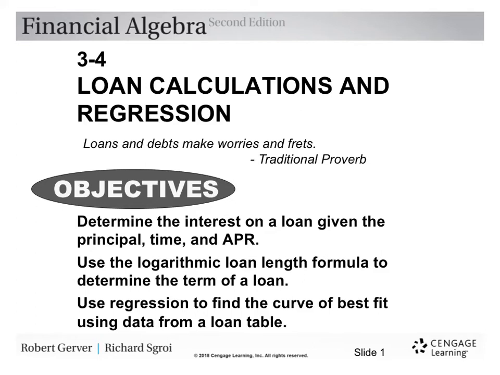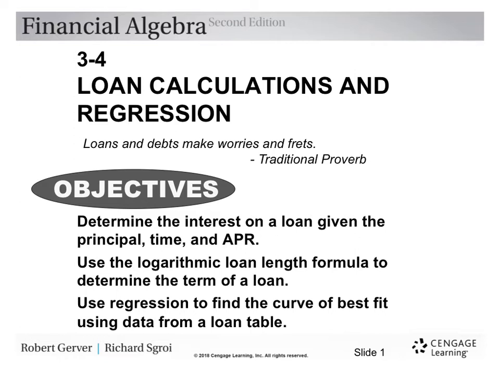This is Section 4 of Unit 3, Loan Calculations and Regression. Our quote for this lesson is, "Loans and debts make worriers and frets." It's a traditional proverb. So let's see how loans make worries.